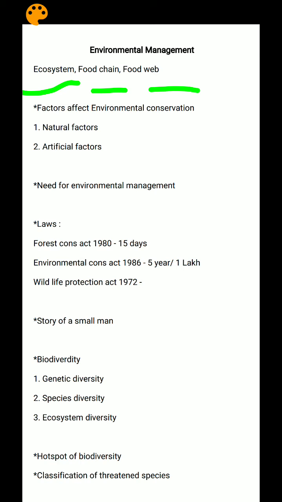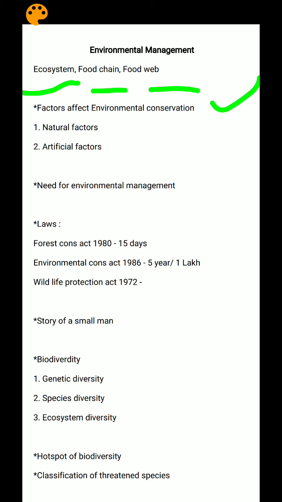The combination of biotic and abiotic factors, that is known as ecosystem. Food chain, we all know what is food chain: producers, primary consumer, secondary consumer, tertiary consumer, apex consumer. Food web, a combination of many food chains is known as food web. So these are the things that we already know.